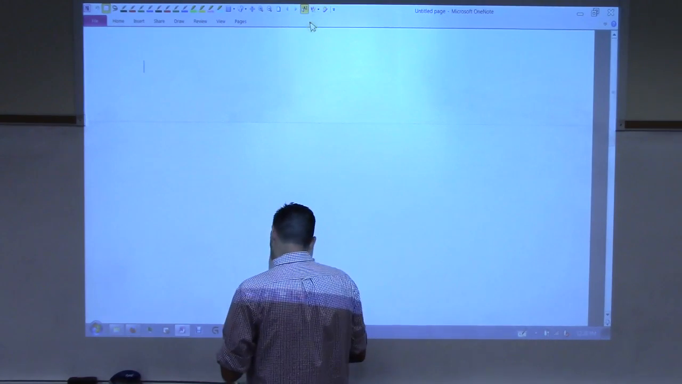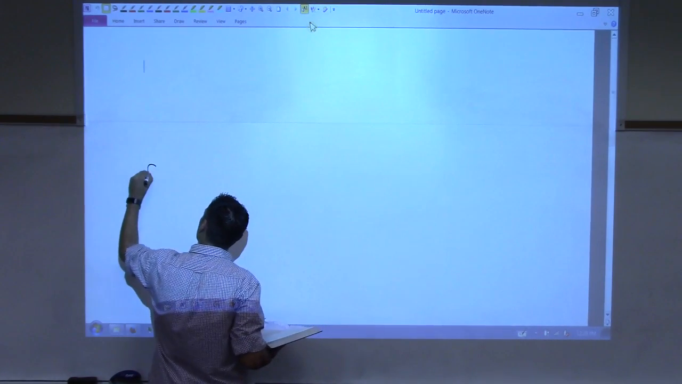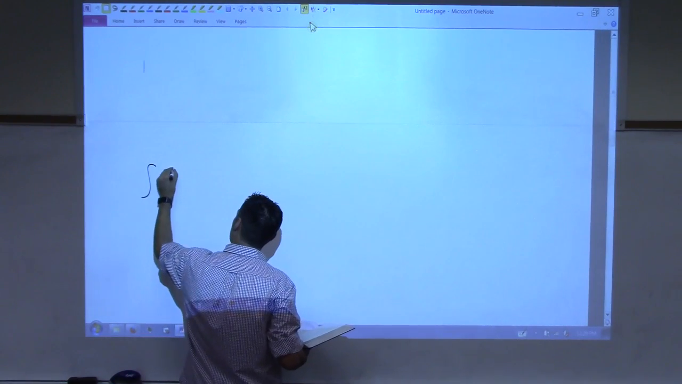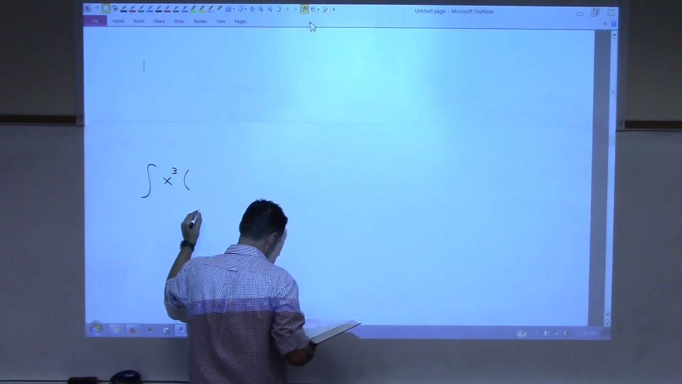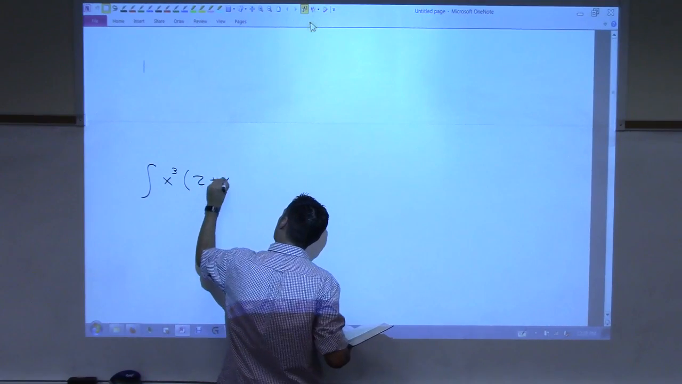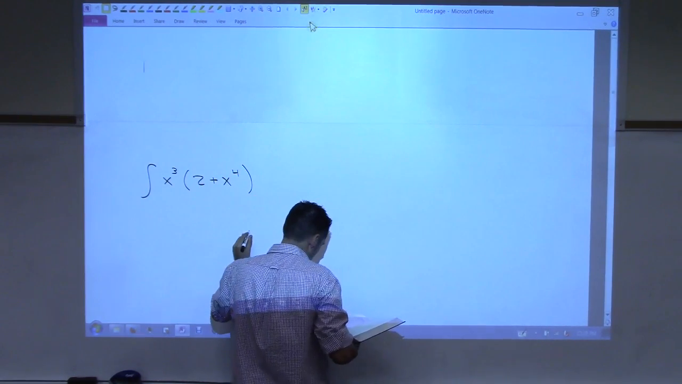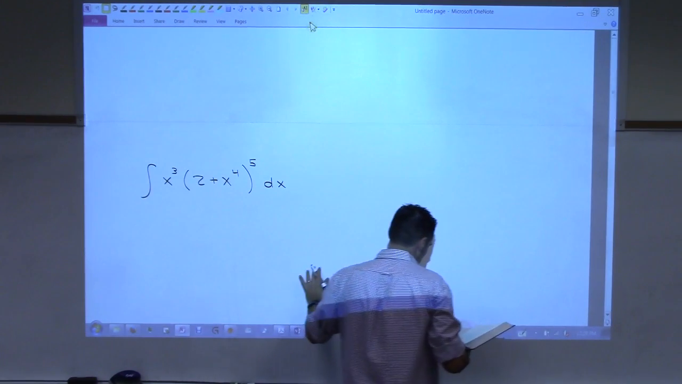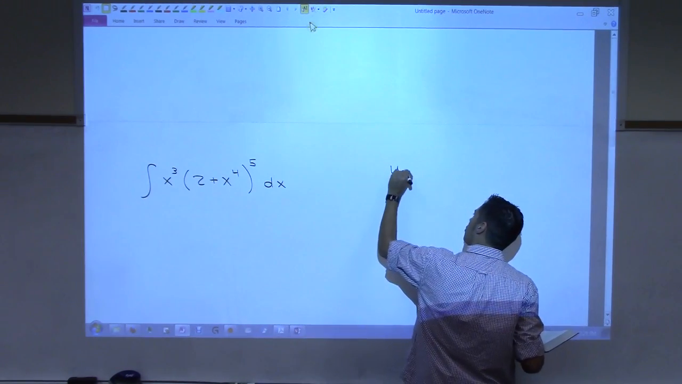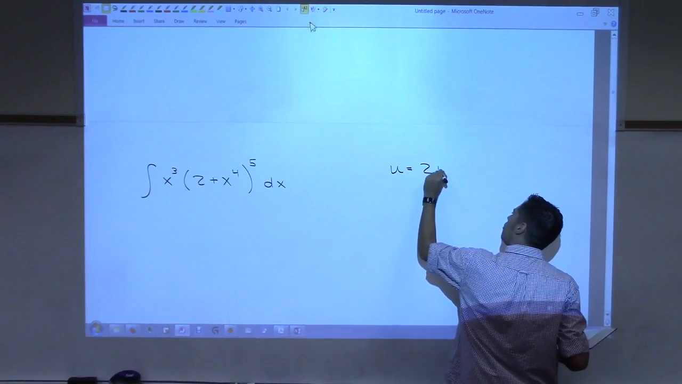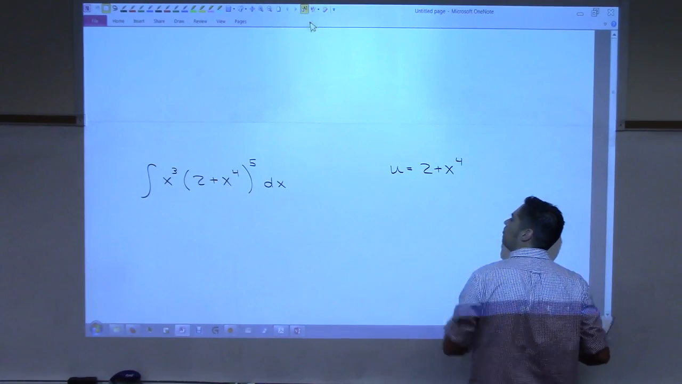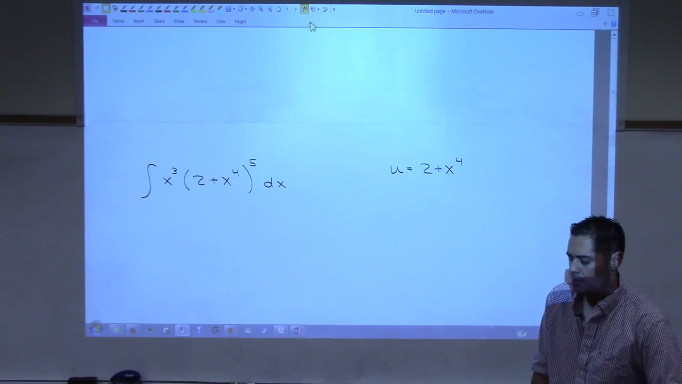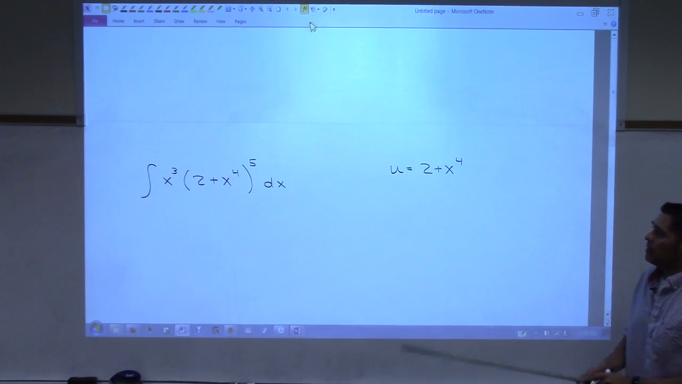How about finding the antiderivative of x cubed times, in parentheses, 2 plus x to the fourth, all of that to the fifth power, dx. And I'm going to tell you that the substitution you should make is u equals 2 plus x to the fourth.